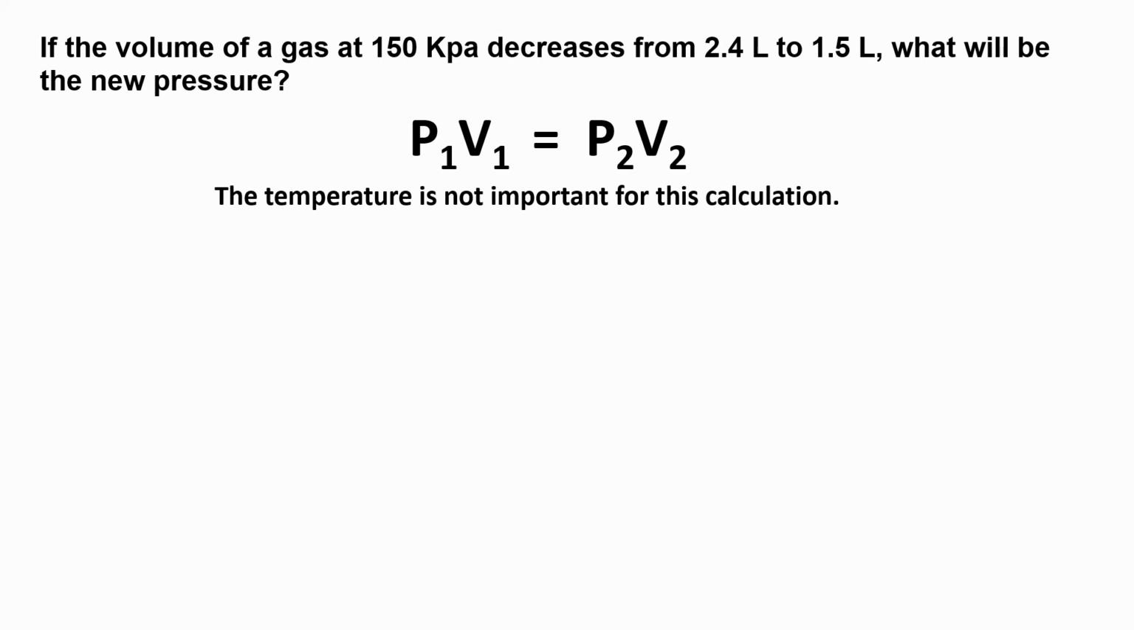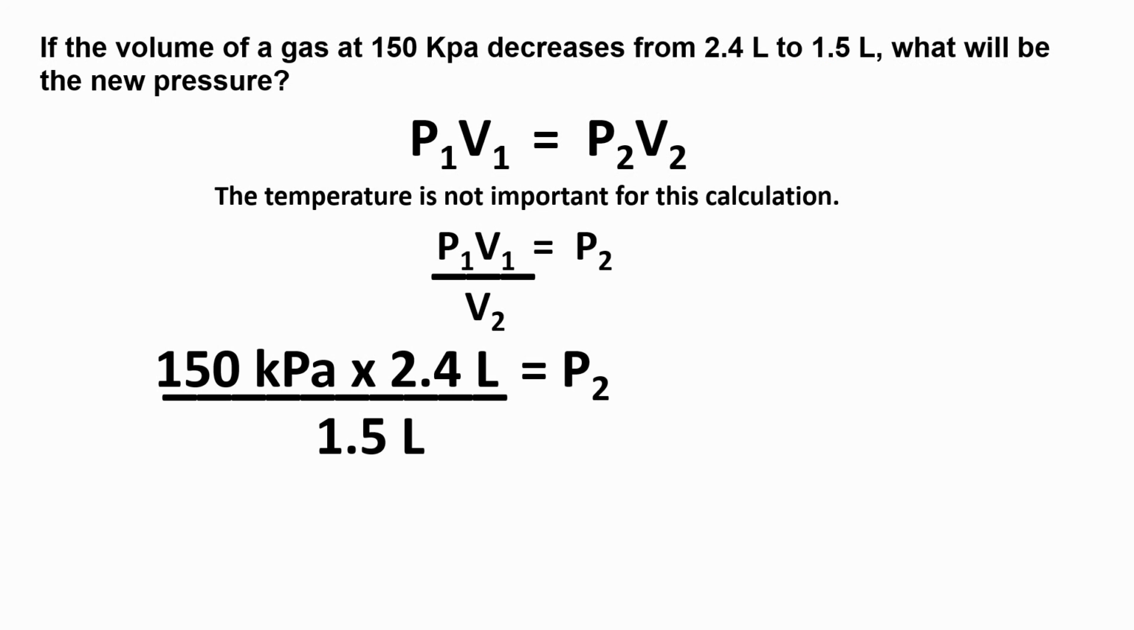Finally, if the volume of a gas at 150 kPa decreases from 2.4 liters to 1.5 liters, what will be the new pressure? Remember, the formula to use is P1V1 is equal to P2V2. Rearranging the formula yields the following: P1V1 over V2 is equal to P2, where P1 is 150 kPa, V1 is equal to 2.4 liters, and V2 is equal to 1.5 liters.